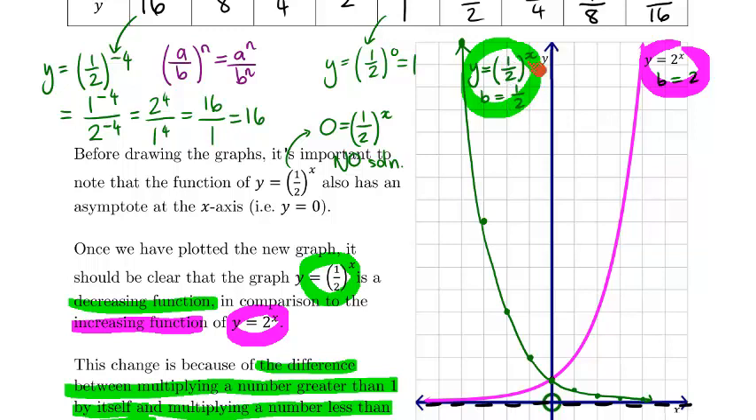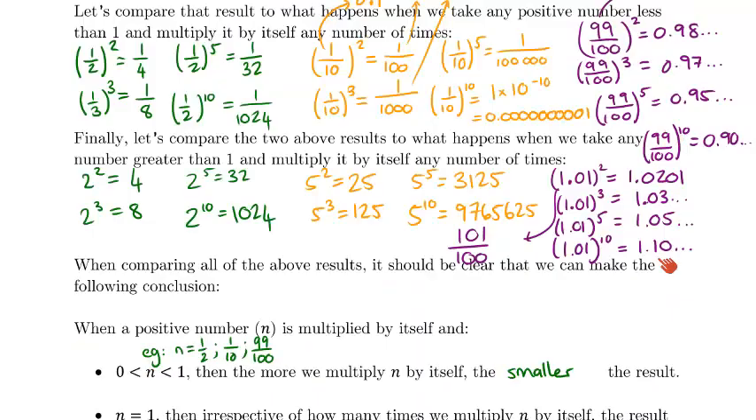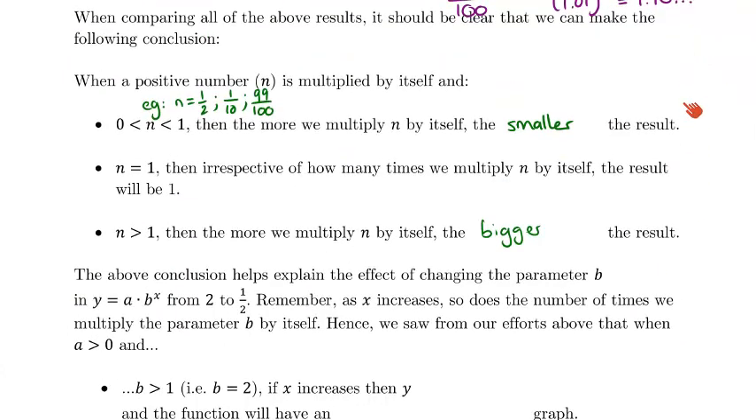Well, please notice, guys, that b here is a positive value that is less than 1 but still greater than 0, whereas b here is a value that is simply greater than 1. Okay, is that reminding you about something? Well, let's go down over here and see how these are connected. The above conclusion helps explain the effect of changing the parameter b in y equals a times b to the x from 2 to a half.